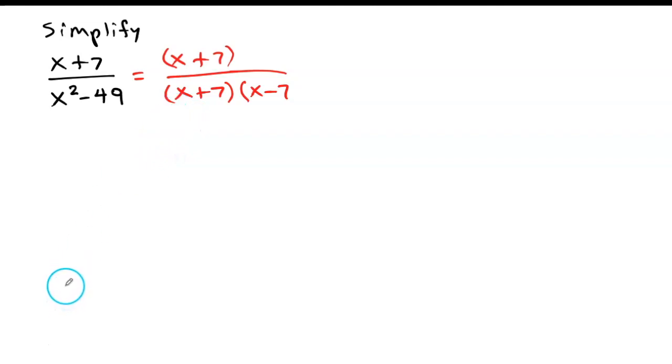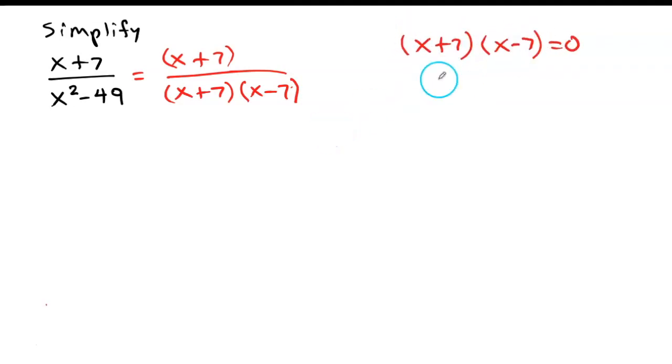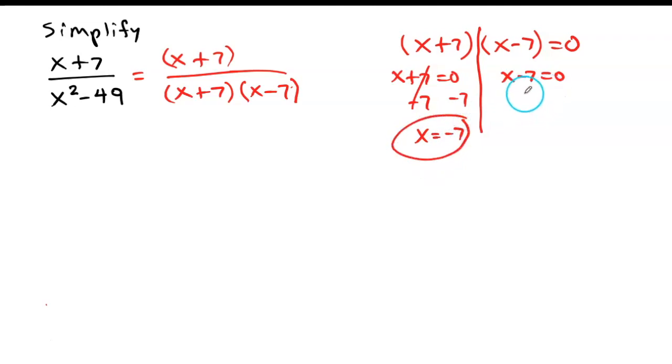But the first thing that I need to do is to find the restrictions to the domain. And my restrictions are any values that will make my denominator 0. So what I do is I bring my denominator, x plus 7 times x minus 7, and I make it equal to 0. And from here I find the value of each. So I'm going to have x plus 7 equals 0 and x minus 7 equals 0. Subtract 7 on the left: x is going to be equal to negative 7. On the other side, plus 7, x equals 7.